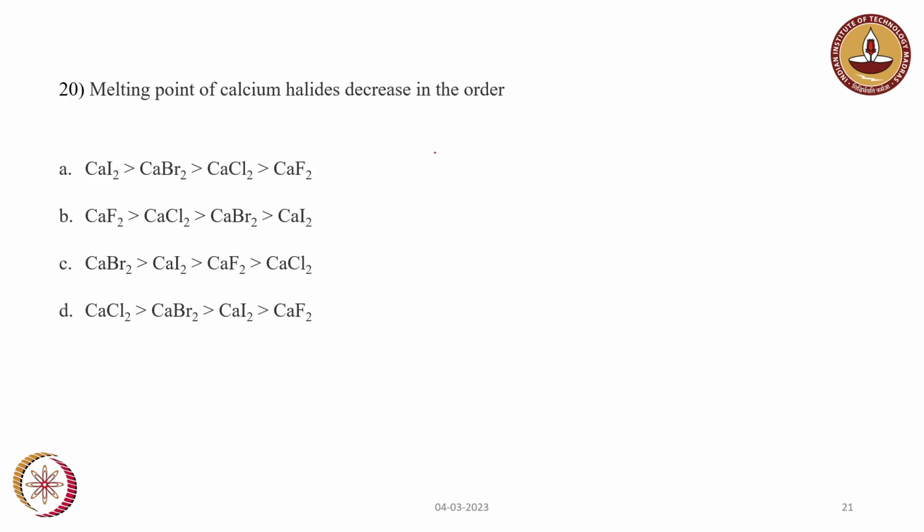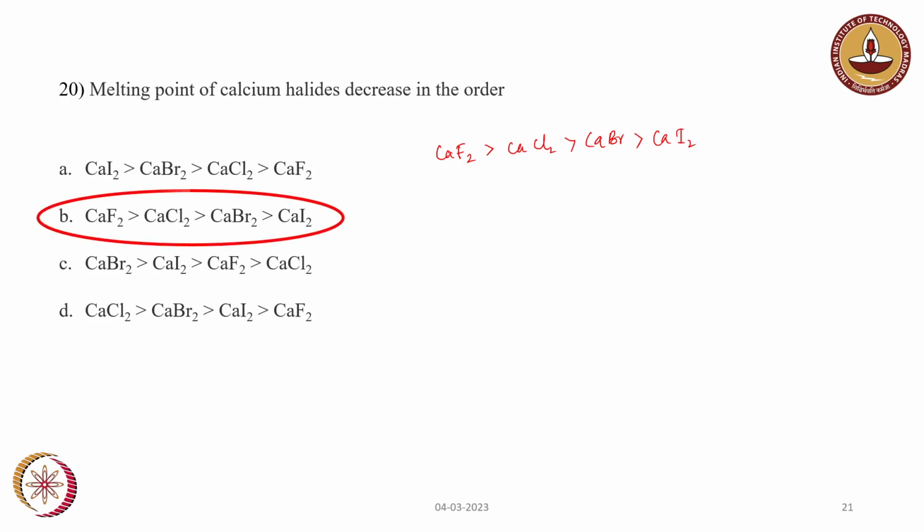So highest melting point will be for CaF2 because that is having most strong bond because of higher lattice energy, then calcium chloride, then calcium bromide, then calcium iodide. So option B is the answer.